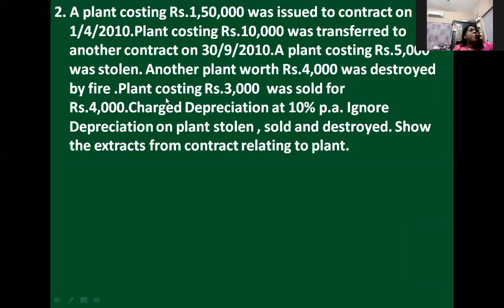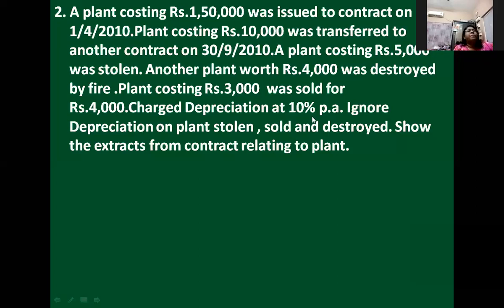Look at this problem. It is slightly different from the previous problem. A plant costing rupees 3,000 was sold for 4,000. So is there a profit or loss? It's a profit, because the cost is only 3,000 but we sold it for 4,000, which means there is a profit on sale amounting to 1,000. That is, the sold value of 4,000 minus the cost value of 3,000 gives a profit in this transaction. So debit the profit and credit the sold value of the plant.